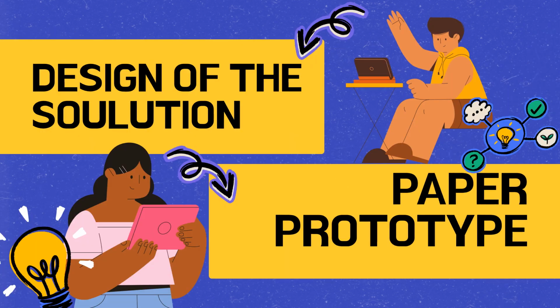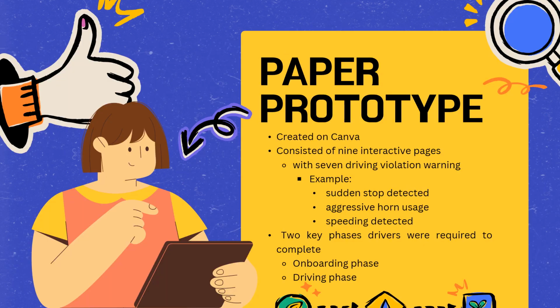Moving on to the design of the solution and the paper prototype. Our paper prototype of SafeDrive was designed to simulate a working mobile application, utilizing royalty-free images and design tools available on Canva to create a visually cohesive and functional user interface. The prototype consisted of 9 interactive pages along with 7 unique driving violation warnings that could be triggered based on user actions. Some of these warnings were sudden stop detected, aggressive horn usage, and speeding detected.